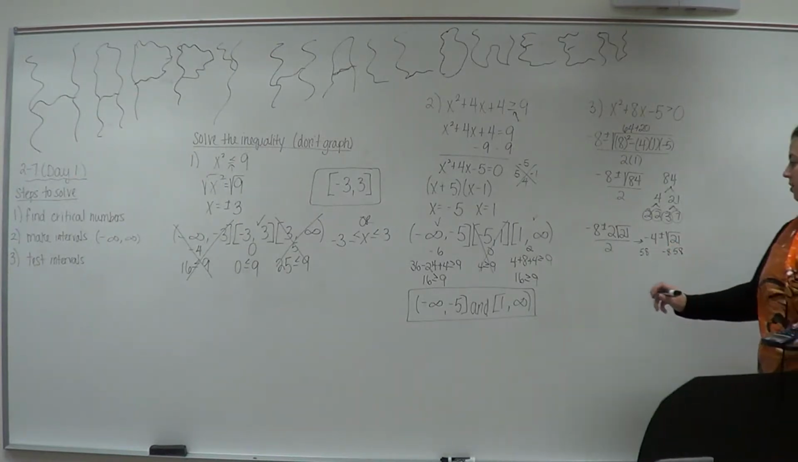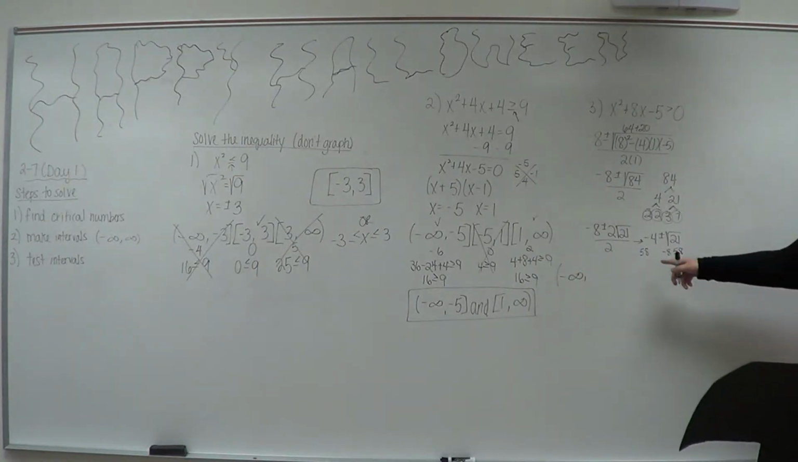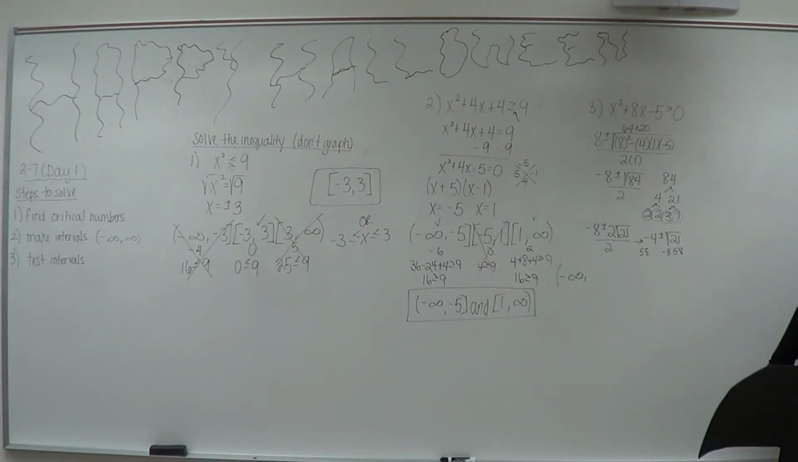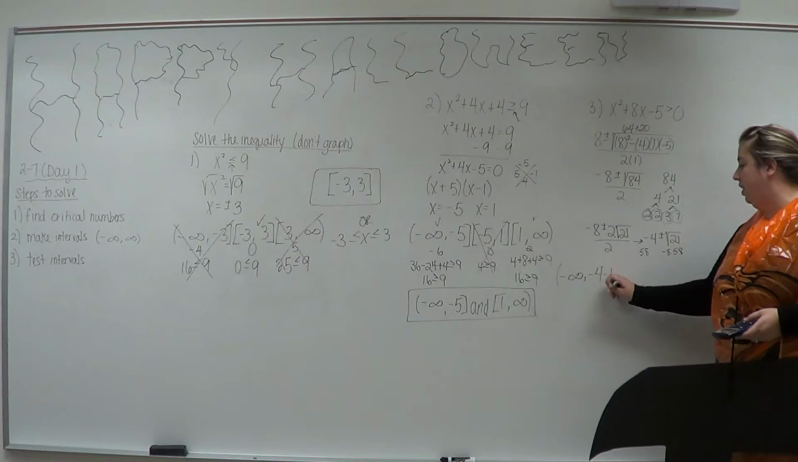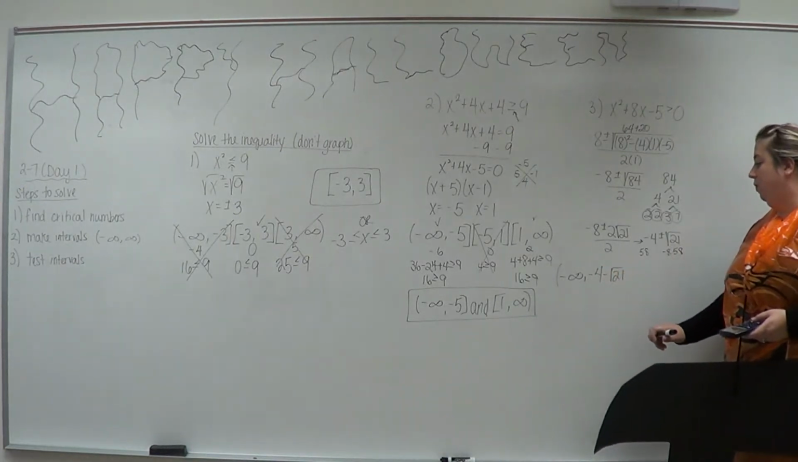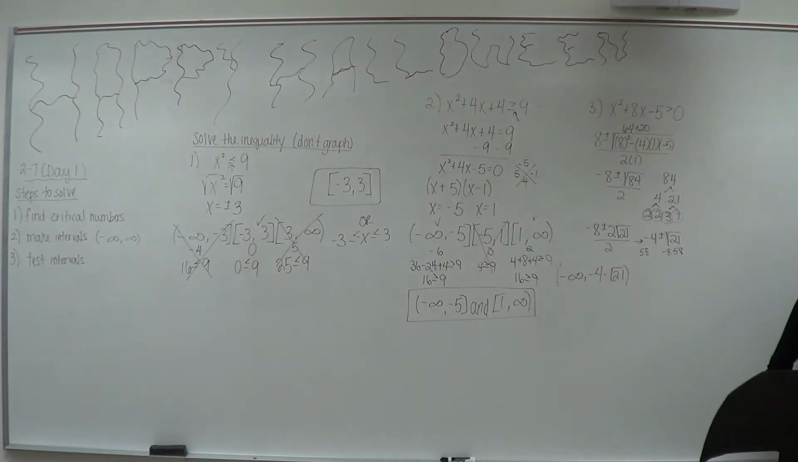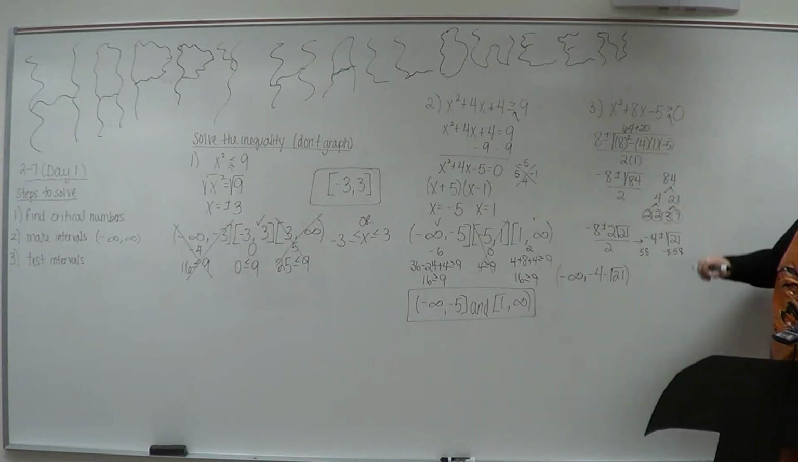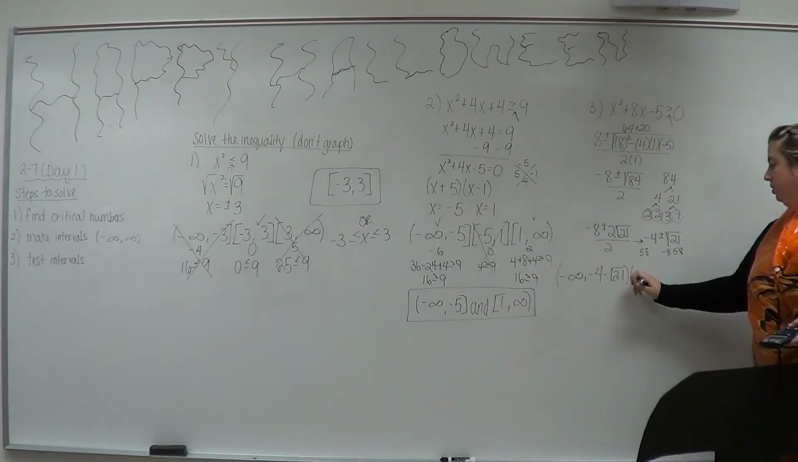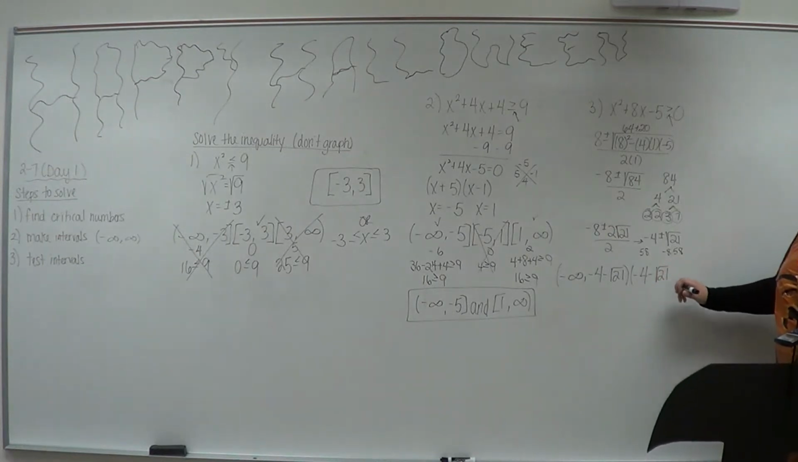So which one would be smaller, adding or subtracting? Which one's smaller, 0.58 or -8.58? Okay, so the subtracting one. So I would go from negative infinity to -4 minus the square root of 21. Why am I going to use parentheses? Because there's no equal to sign. So since there's no equal to sign, you're going to use parentheses. Then I go from -4 minus the square root of 21 to -4 plus the square root of 21.